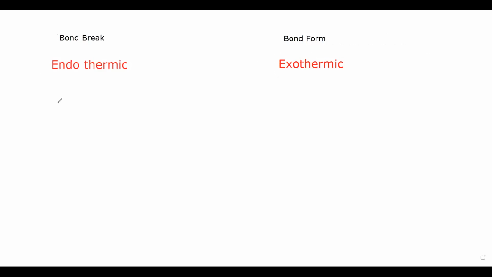Example, say you have a hydrogen molecule. When you supply heat energy to break the bond, because energy is supplied or taken in to break this bond, whenever we want to break a bond, we have to supply energy. That's why we call bond breaking endothermic.